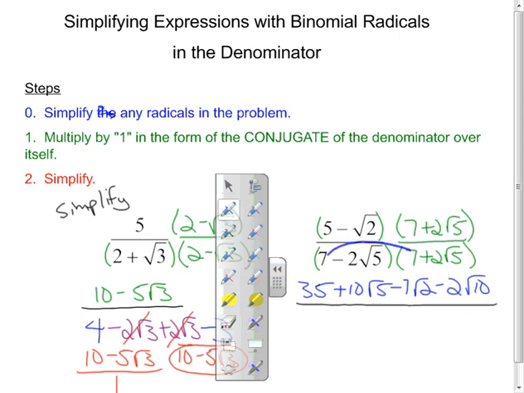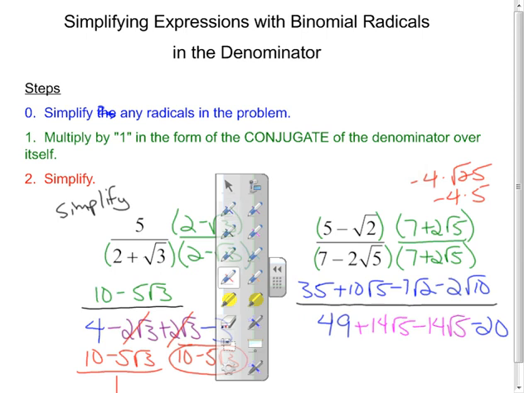Foiling the bottom, 7 times 7 is 49, followed by 7 times 2 root 5, which is 14 root 5, followed by negative 2 times 7 root 5 is negative 14 root 5, followed by negative 2 root 5 times 2 root 5 is actually going to be, and I'll just go in the margin for that so you see it, it's going to be 4 times root 25, so it's 4 times 5. Again, it's negative because the signs are different, and that is going to be minus 20. Again, quite nicely, you're going to cancel these radicals and do further simplification and just get what? 35 plus 10 root 5 minus 7 root 2 minus 2 root 10 over 49 minus 20, which is 29.